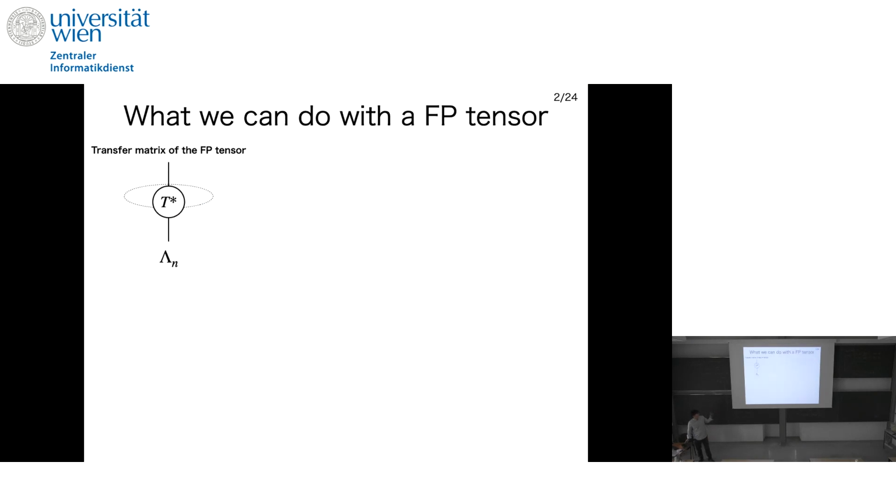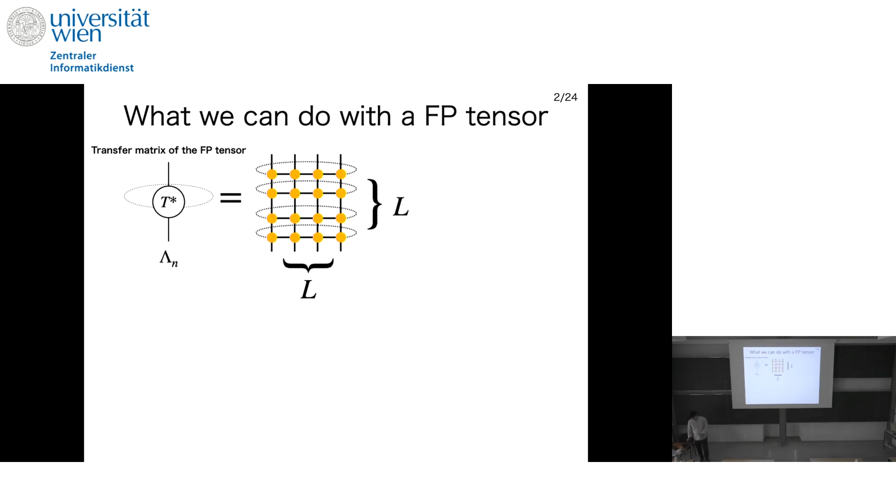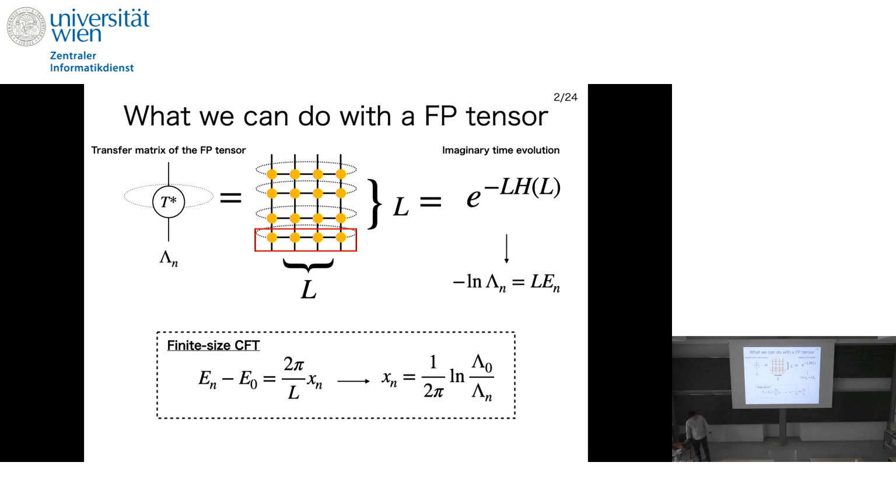Simple. And what you can do with a fixed point tensor is that you contract the fixed point tensor in the x direction, and you realize that this is a kind of transfer matrix in the y direction. And if you consider this part as a time-evolving MPO, this lambda is nothing but the eigenvalue of the time evolution operator. So by mapping to 1+1D, from the relation with a finite size CFT, you can calculate the scaling dimensions of the theory.